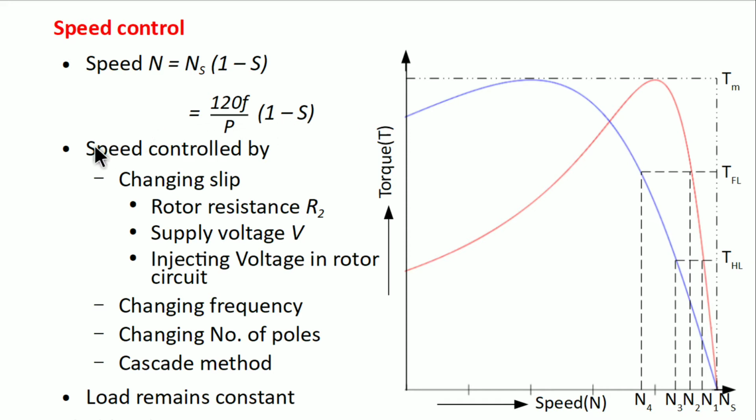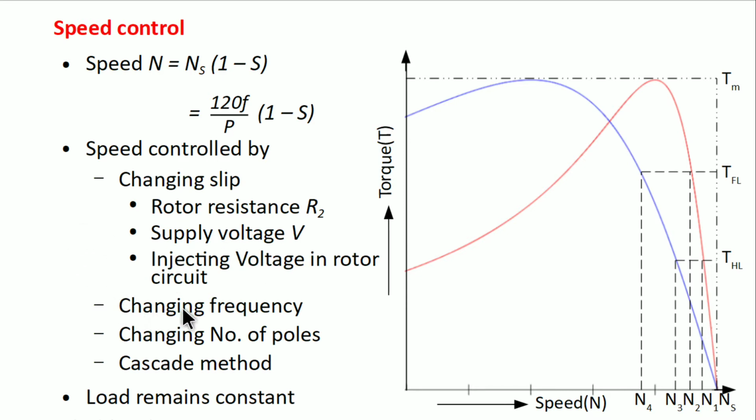Slip can be controlled by three methods. One is by changing rotor resistance R2, and this control is possible in slip ring induction motors only, because in a squirrel cage induction motor we cannot change the resistance of the rotor circuit. Second option is to change the supply voltage. By changing supply voltage, slip can be changed, we will see later. Third is by injecting voltage in the rotor circuit. This is also possible only in slip ring motors, and in squirrel cage motors we cannot control the speed by this method.